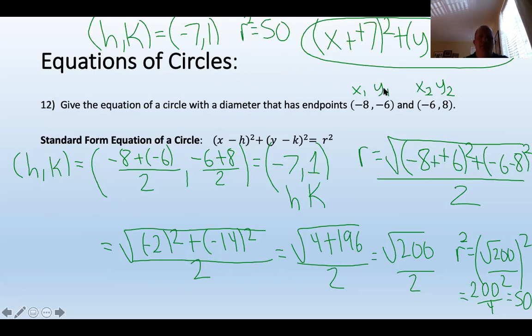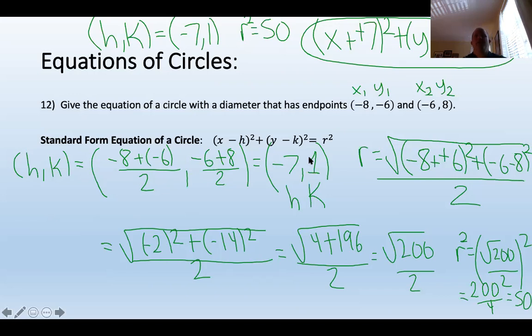One of your points is (x1, y1). The other point is (x2, y2). And we just substitute the numbers in. So (h, k) is going to be x1, which is -8, plus x2, which is -6, over 2, comma, then y1, which is -6, plus y2, which is +8, over 2. And then we just simplify that out. -8 plus -6 is -14, over 2 is -7. And then -6 plus 8 is 2, over 2 is 1. So (-7, 1) is your center.